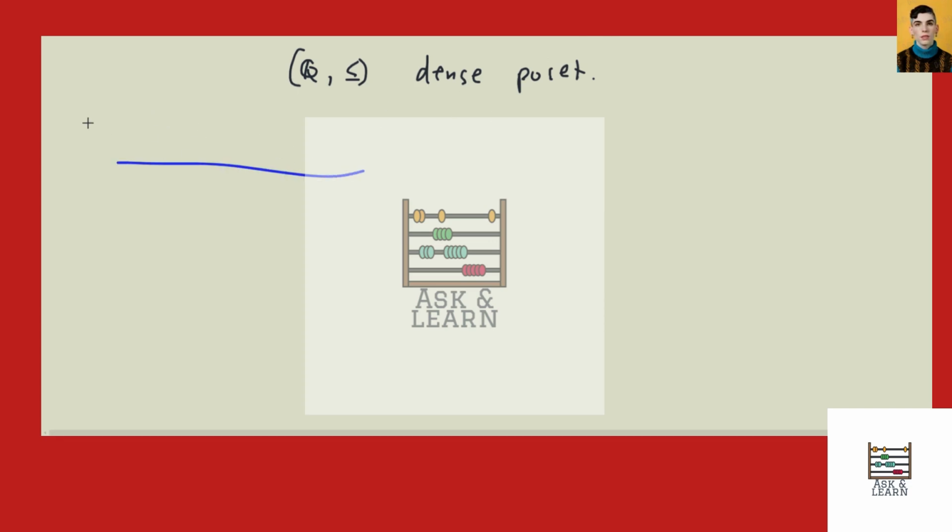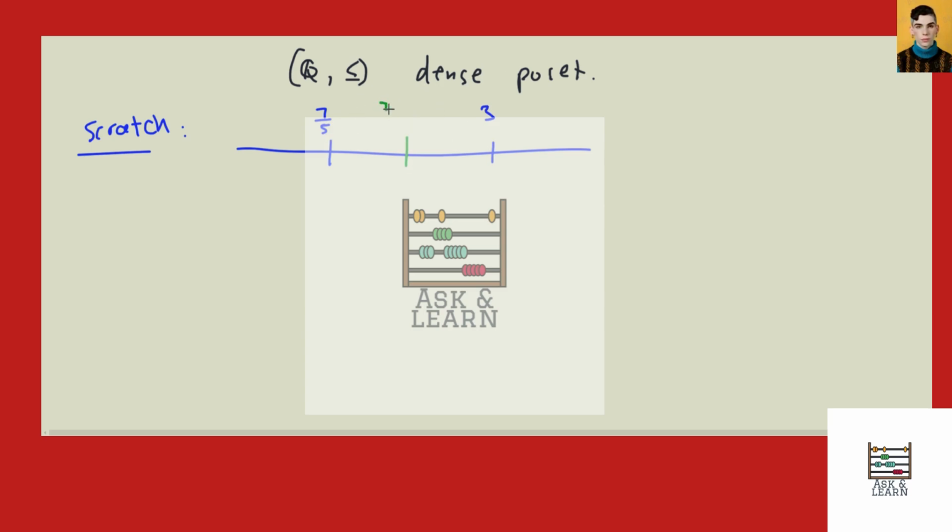All right. So this is just scratch work. This isn't the actual proof. All right. Well, so we have some number line. Let's pick like 7/5 and, I don't know, 3. Okay. Well, we can get a number in between these by just averaging. So this number here plus 3/2 is going to be an element of that. So let's see what that is.